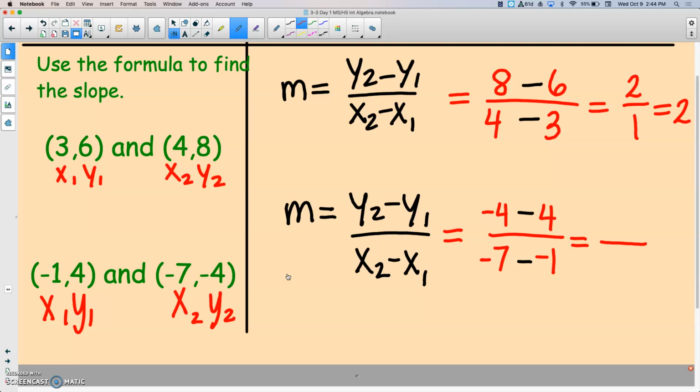So look at what's happening this time if I simplify. Negative 4 minus 4 is negative 8. But negative 7 minus negative 1, I need to simplify first to be negative 7 plus 1. That double negative turns to a plus. So negative 7 plus 1 is negative 6. Now simplifying my fraction. A negative divided by a negative is a positive, and 8 and 6 can both be divided by 2. So I simplify it and I get positive 4/3. Positive 4/3. So be careful when you're simplifying.